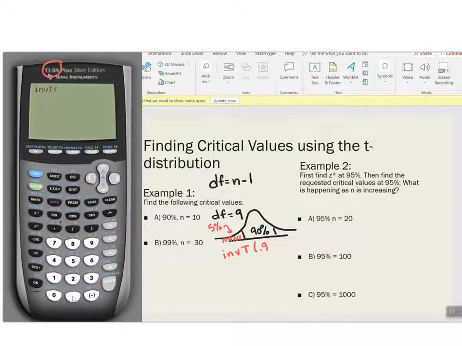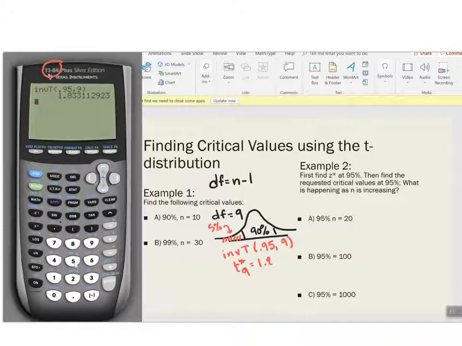You want the area, so we said the area is 0.95, comma, and you'll give it the degrees of freedom. Well, if n is equal to 10, we said degrees of freedom were 9, and you'll close it, and press enter. And it'll give you 1.833 as the t critical value here.